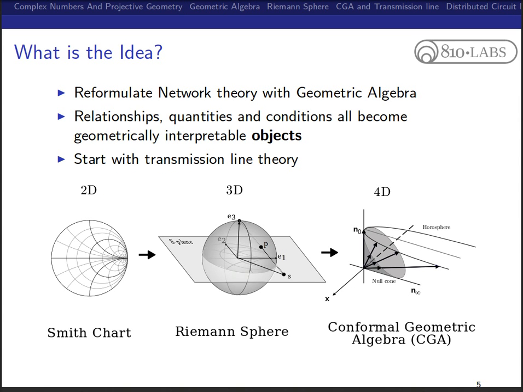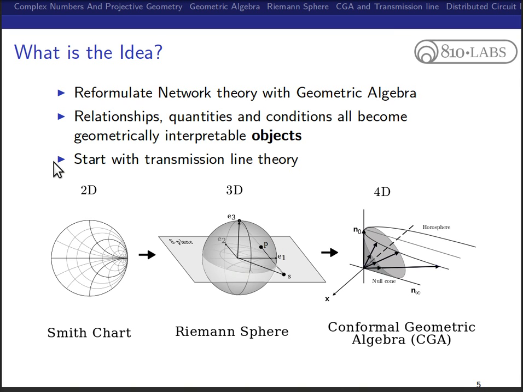Okay, so what's our idea? The idea, like I was just mentioning, is to reformulate network theory with geometric algebra, and I'm going to get to what that is in a minute. The goal is that the relationships, quantities, and conditions are all going to become geometrically interpretable objects. We're going to start with transmission line theory. It's a good place to start because that's usually how network theory is developed, and it's also a very old subject.